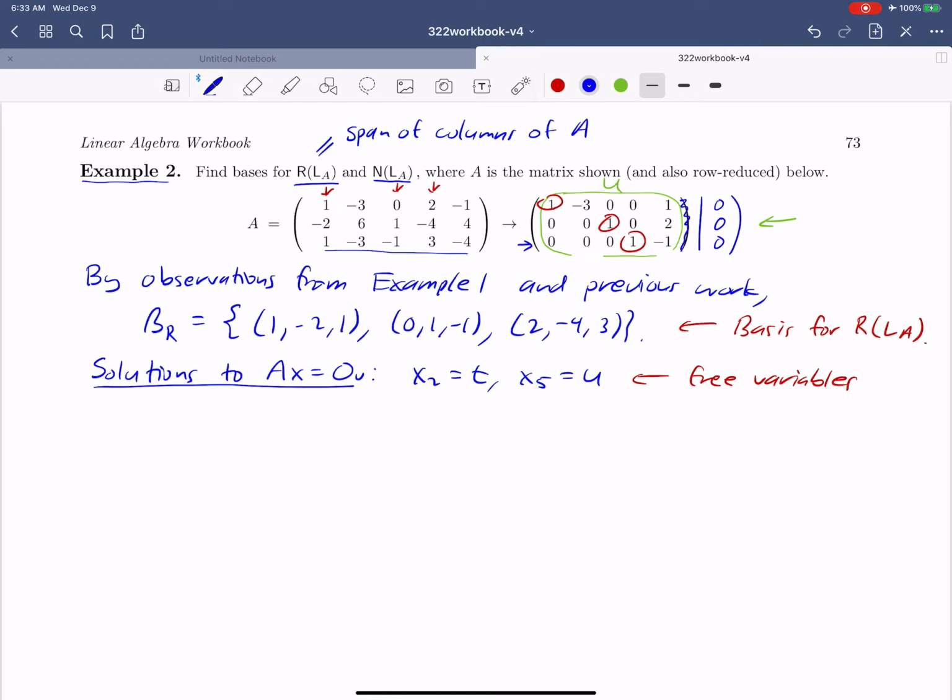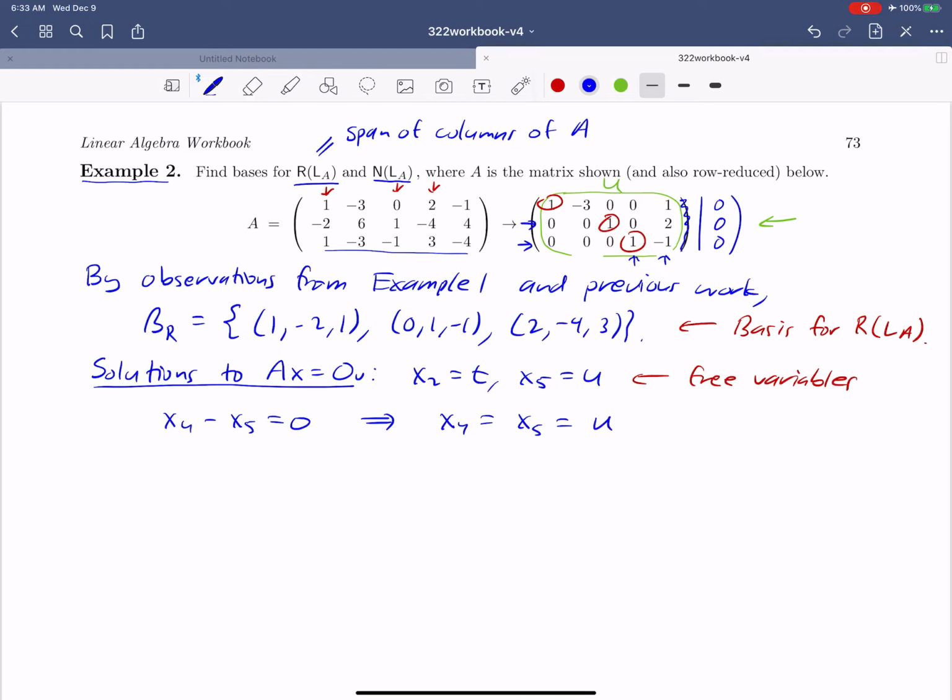If we read that off, we get a bunch of zeros, and then we get 1x4 minus x5 equals 0 on the right-hand side. So x4 minus x5 equals 0. And if we take that and solve it for x4, we get x4 equals x5, but x5, we've given the value of u, looking at the equation above, so x4 is u.